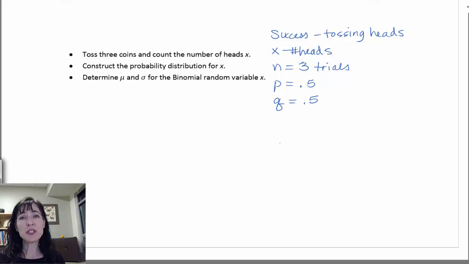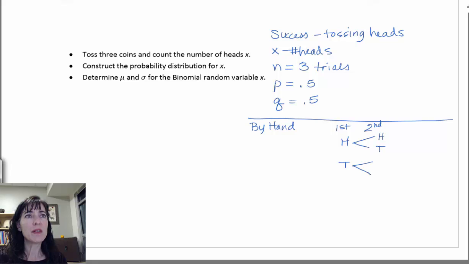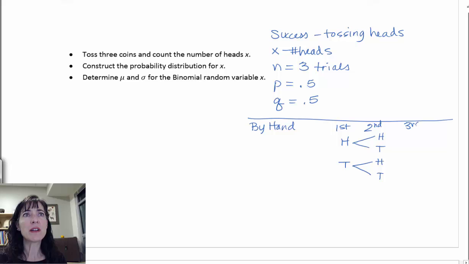Okay, I want to show you this two ways. The first is by hand. If I do this by hand, I can think about my first toss being either heads or tails. And then my second toss is either heads or tails. Depending on what my first was, I need to write it another time. And then my third toss.